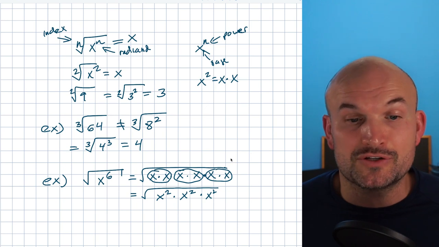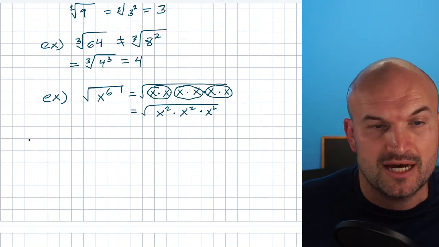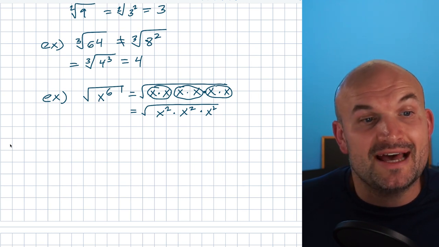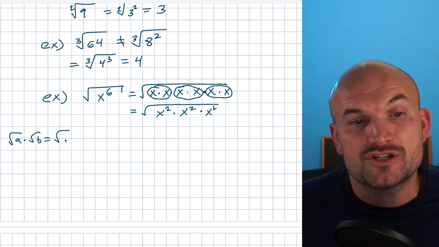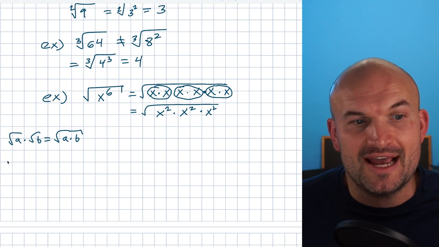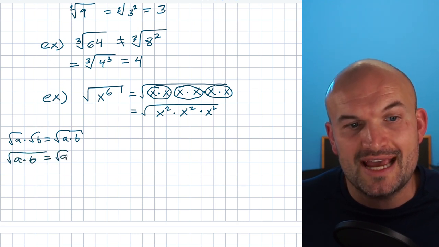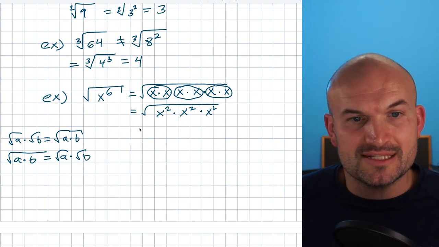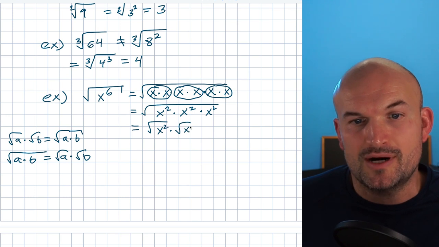Now what I want to do is introduce you again to the rules of exponents. It's really important to remember these. These are going to be some very important rules to remember. So remember, if I had the square root of a times the square root of b, that is equal to the square root of a times b. Well, this is important because it also works the other way. If I had the square root of a times b, that's equal to the square root of a times the square root of b. So what that means is I can now rewrite this as the square root of x squared times the square root of x squared times the square root of x squared, right?